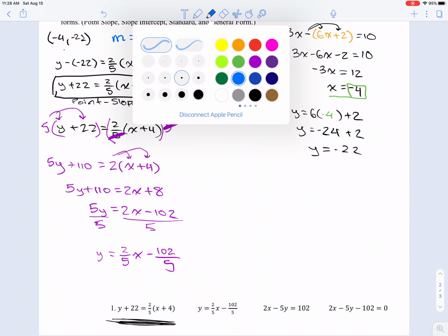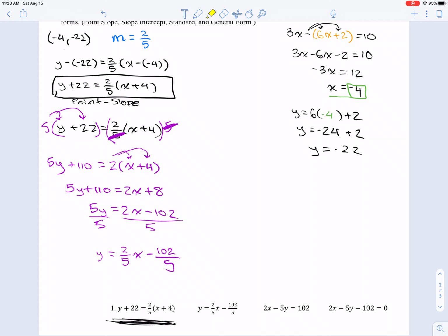And there's a nice way you can always check. It's the same line we're talking about. So notice the slope here is 2/5. The slope here better also be 2/5. So we've successfully converted from point slope form to slope intercept form.